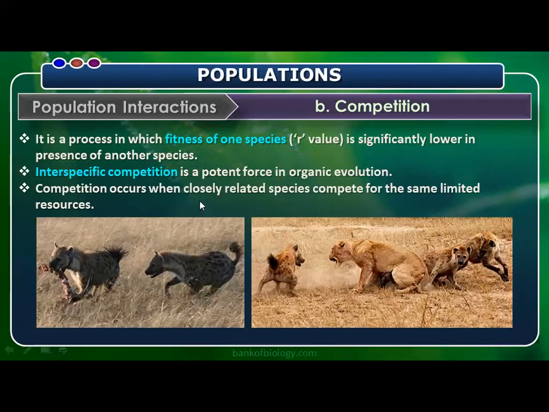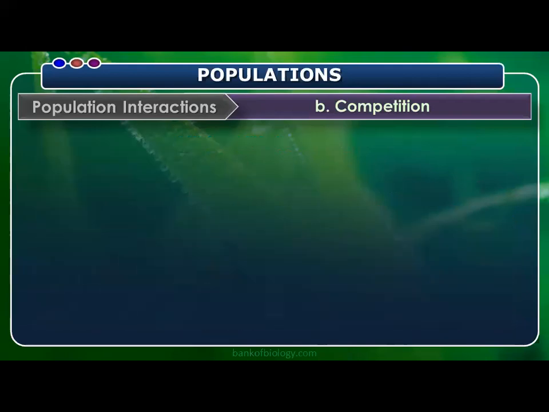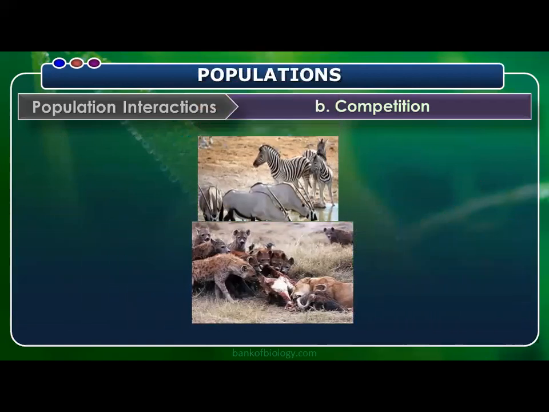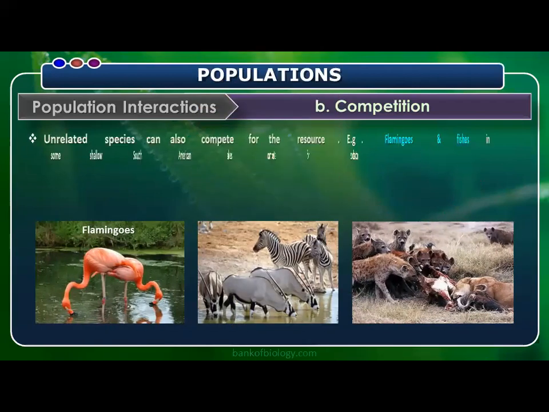Competition occurs when closely related species compete for the same limited resources. That means if two species want the same food and the same accommodation, they fight each other. Who will win? Those who win, we say nature selected them: natural selection. So competition has much importance in the evolutionary aspect, we can say.